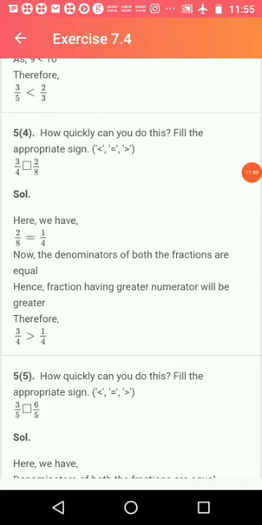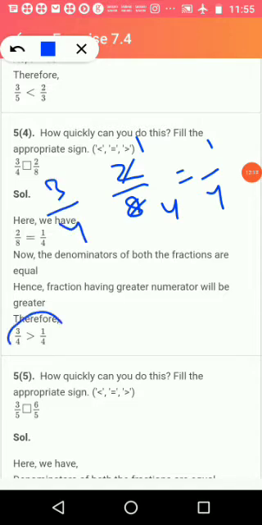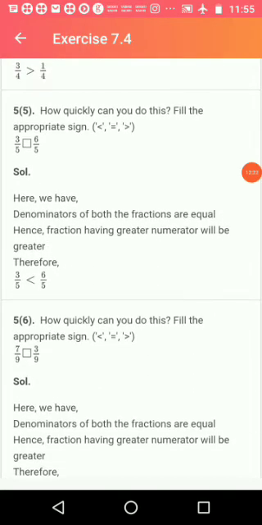3 by 4 and 2 by 8. 2 by 8 is nothing but 1 by 4. If you cancel 2 by 8, it is 1 by 4. Fine. So 1 by 4 and 3 by 4. So obviously 3 by 4 is greater. So you will have 3 by 4 greater than 1 by 4. Next.